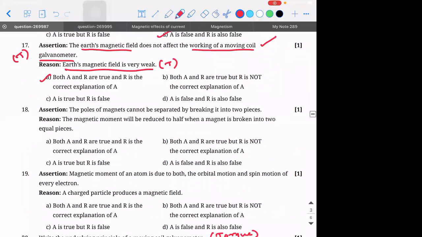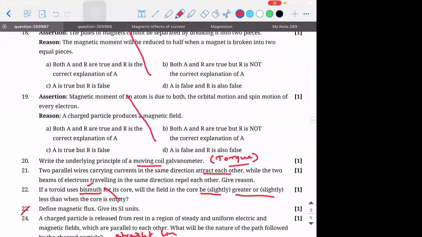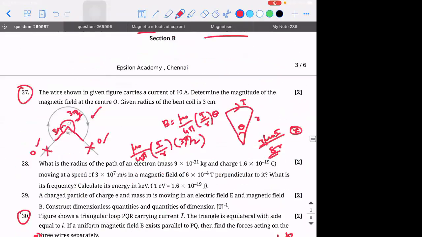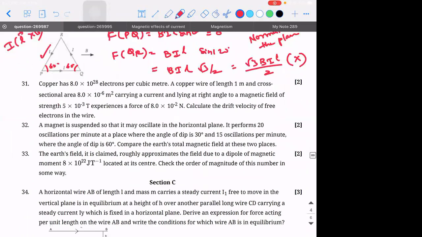Okay. So again, the bar magnet concept is not needed. This is also not needed. Let's try the 33rd one.